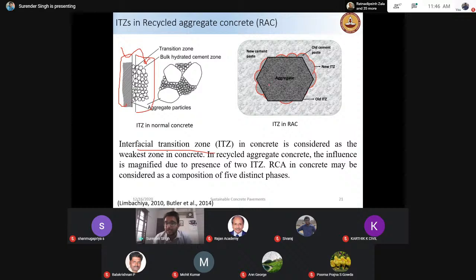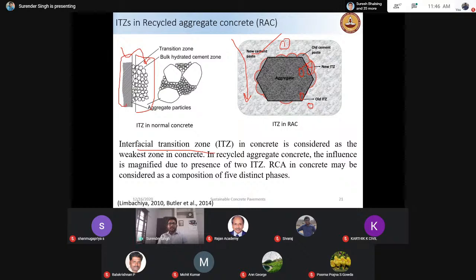You can see this is your aggregate from the pre-used building. It will be having mortar, and then you keep putting it in a new concrete to make a concrete pavement. So what will be happening? You'll be using new cement. Already old cement paste was there. So how many joints you can see here? One between new mortar and the old mortar, one between the old aggregate and the old mortar, and one maybe between old aggregate and the new mortar. So you can have three ITZ, interfacial transition zones.